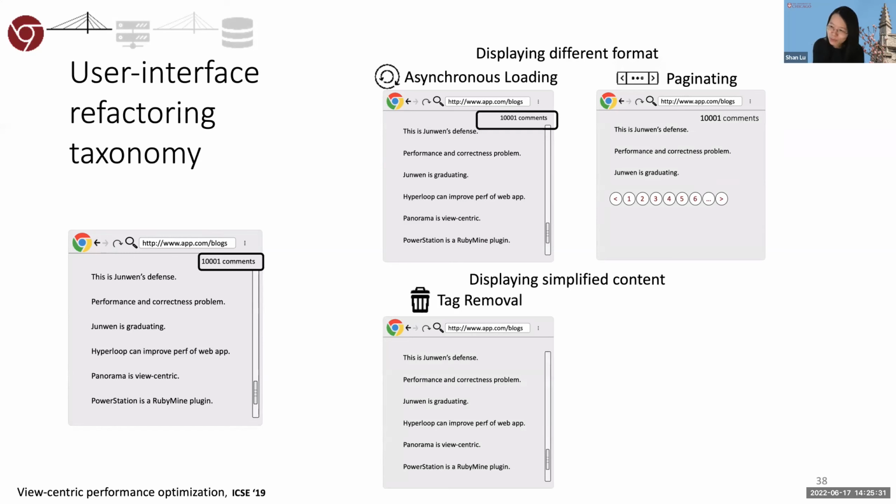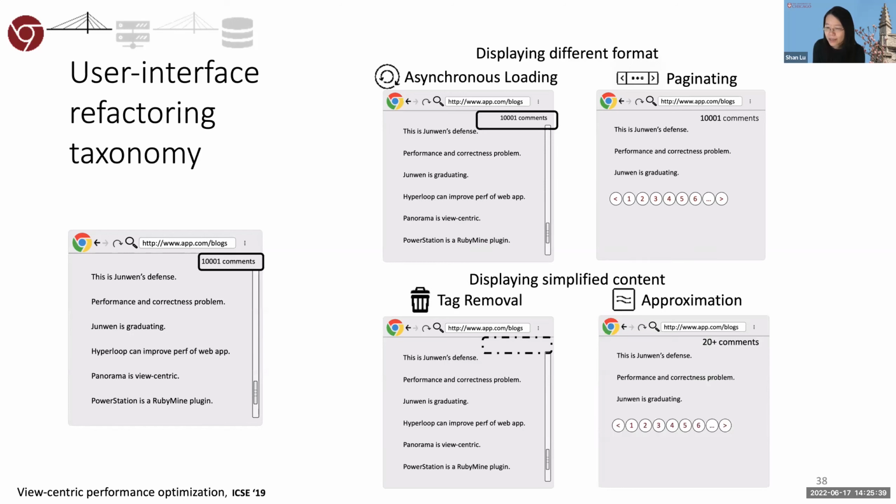But of course, not remove all the content. Potentially just remove, say, the most expensive tag. The second type is approximation, as I showed you. So these are the four types that we target, and we believe that people can also extend our framework to incorporate other types of alternative design.